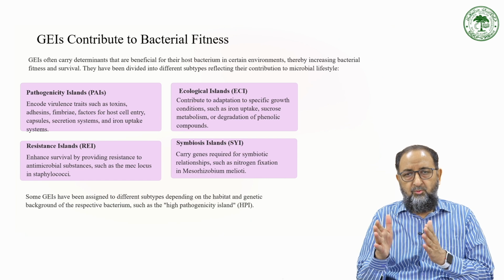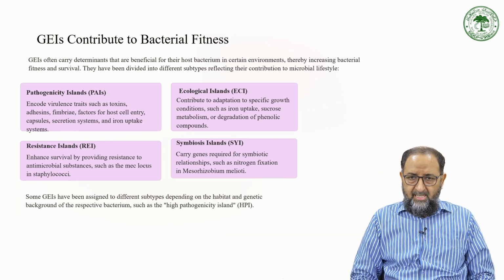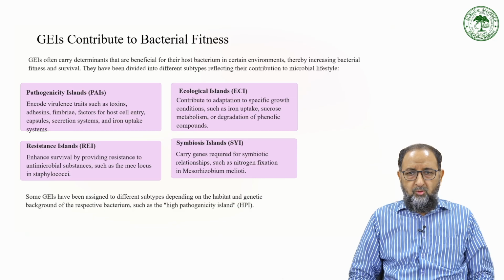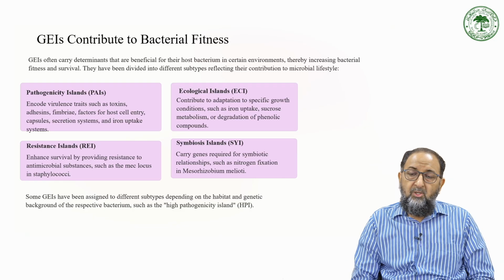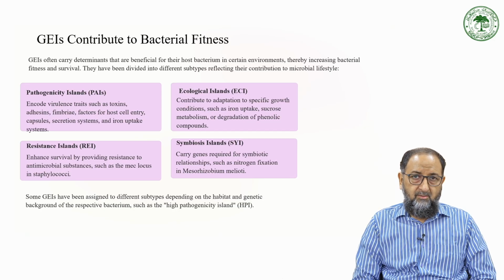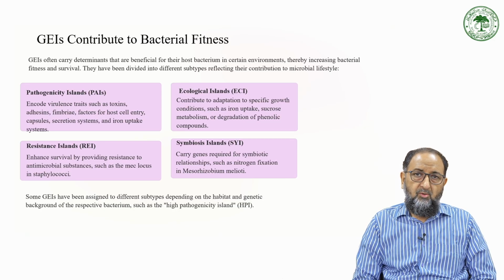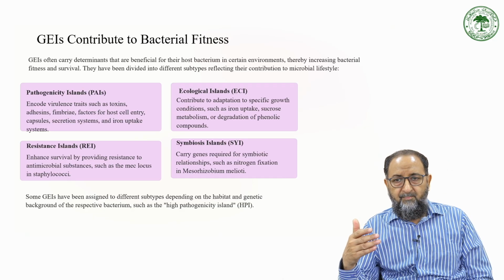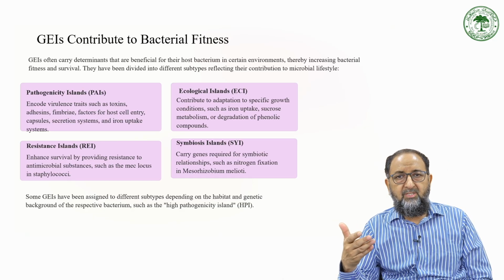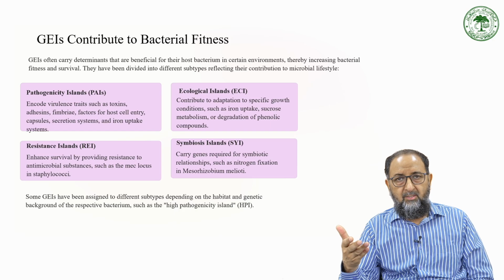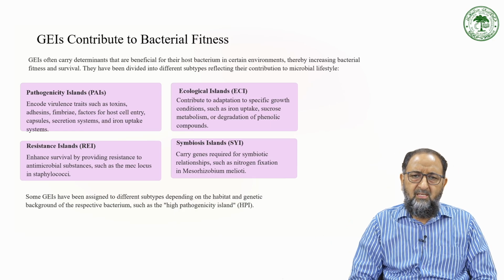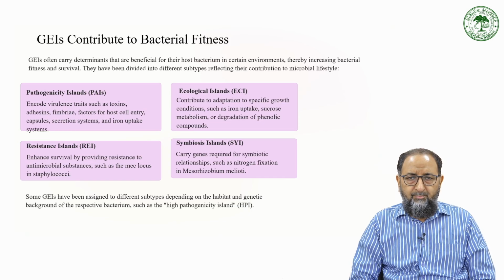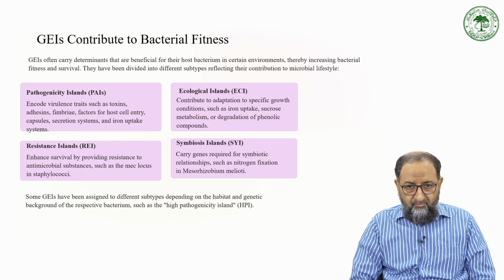So this region of the chromosome is called an ecological island, such as iron uptake and sucrose metabolism. Then we have the degradation of phenolic compounds. Sometimes phenolic compounds may be toxic for the cells. They cannot survive in the presence of phenol. So they have genes which express enzymes that reduce or degrade the phenolic compounds or their derivatives so that they can survive. So the bottom line is that all these islands support the microorganisms for their survival, growth, and long life.